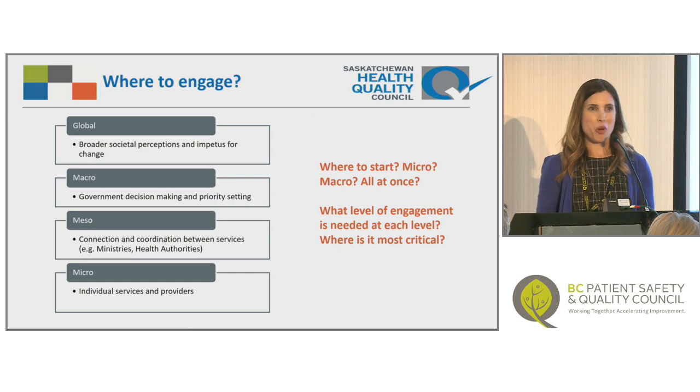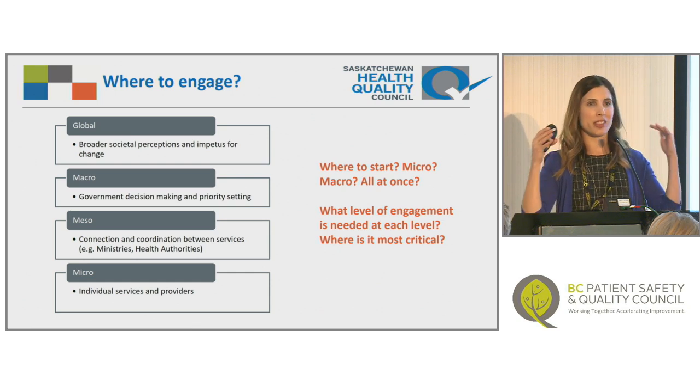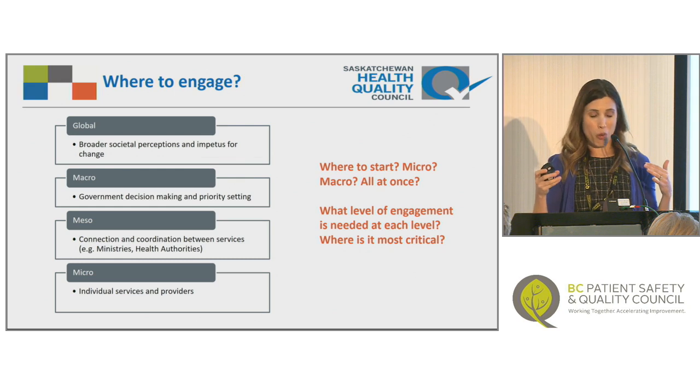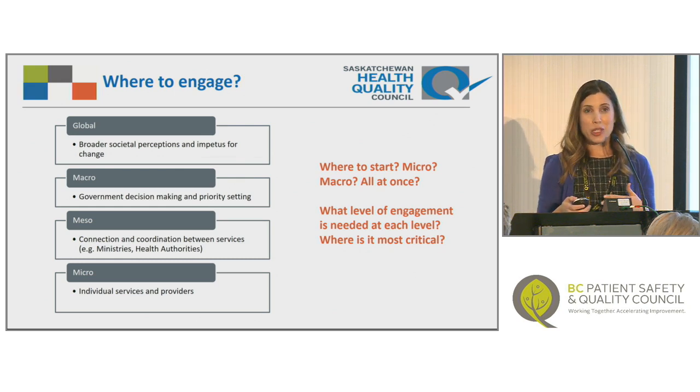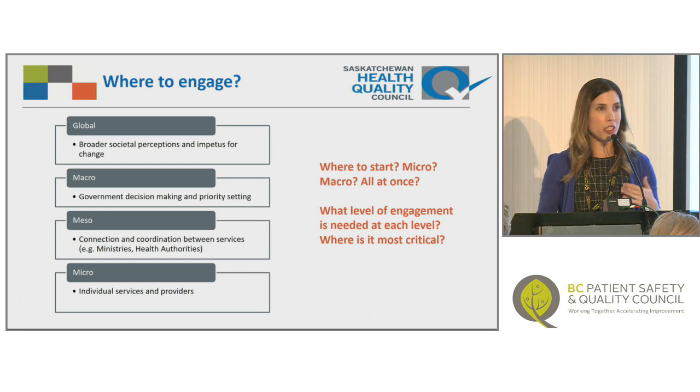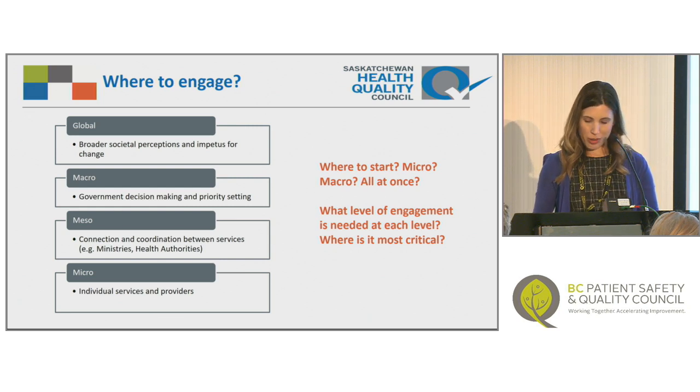Do we start at kind of the more micro grassroots level? Do we start with the system leaders, all of those all at once? What level of engagement do we need at each level? Where is it most critical to start? Our gut tells us it's with community and it's with grassroots, but we struggle with what to do at other levels and how to sequence that.